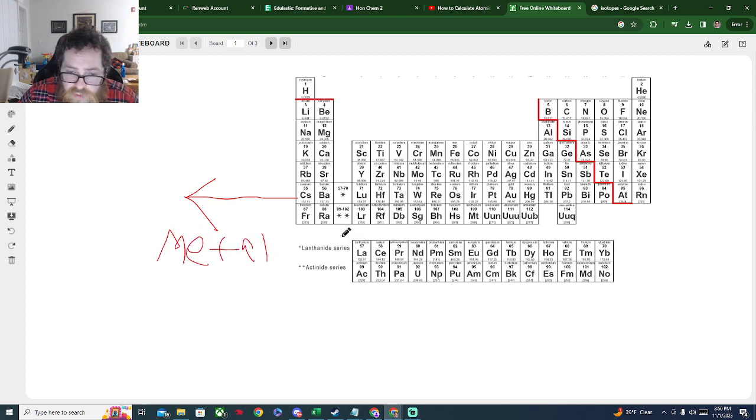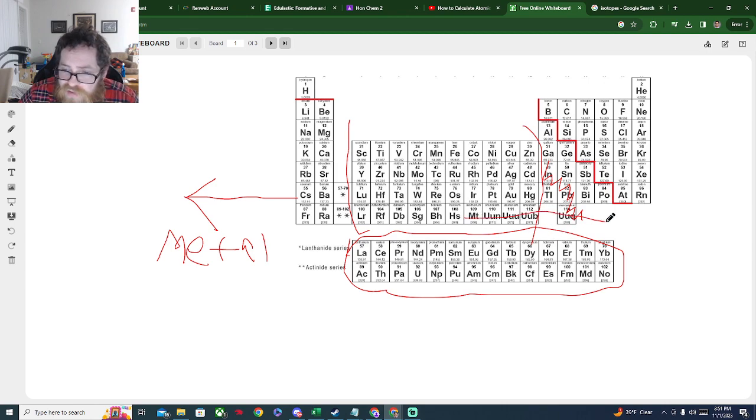Anything to the left of the line is a metal. That actually includes all of these as well. These are what we call our transition metals. These are our post-transition metals. The new elements down here are probably metals, although to be quite frank, they exist for such a short amount of time, we haven't really been able to study them. I'm not going to ask you about them anyways. These are all metals, right, with lithium and beryllium. All of those.